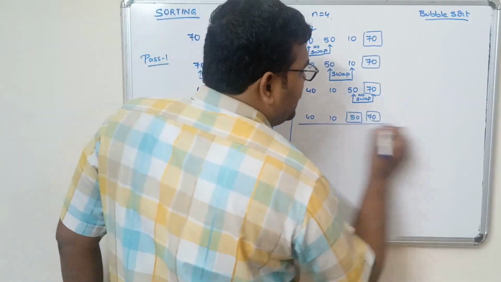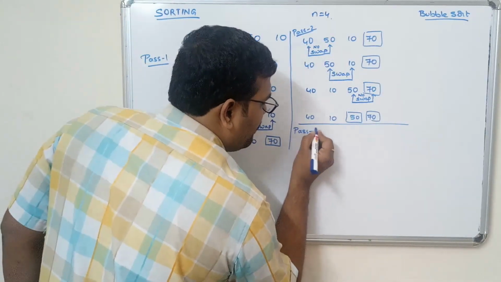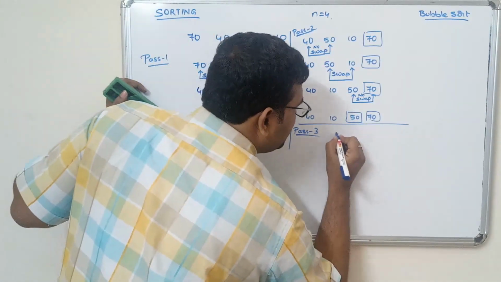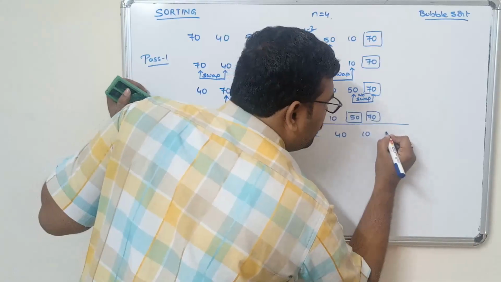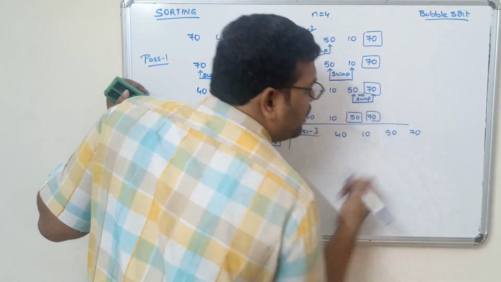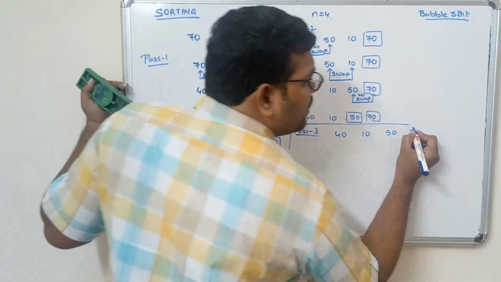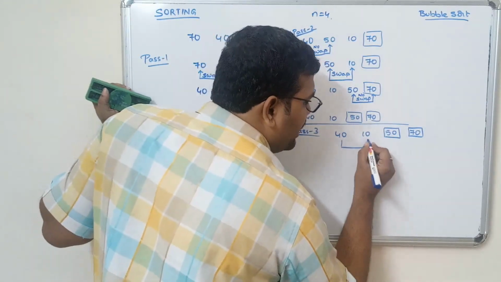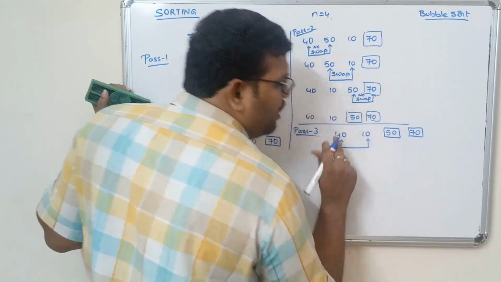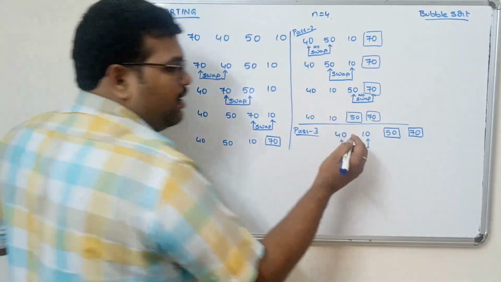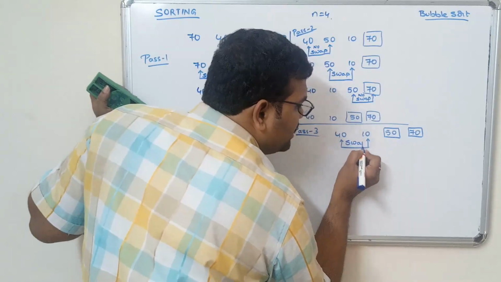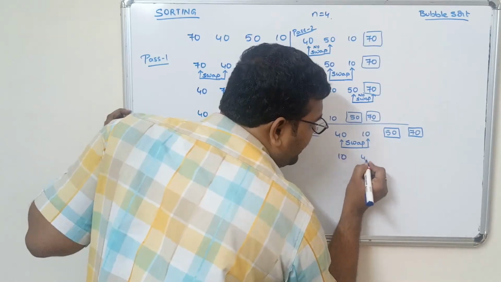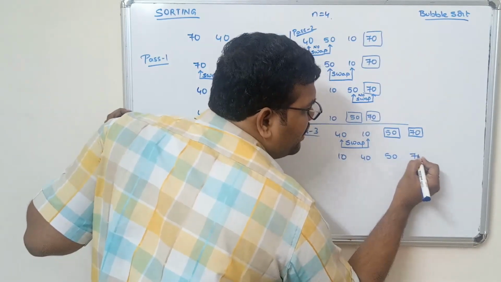Now coming to pass 3, the third iteration. The input for the third iteration is 40, 10, 50 and 70. Again follow the same procedure. Here 70 is fixed, 50 is fixed. Now the first element and second element will be compared. As 40 is greater than 10, we have to perform the swap. That means we have to interchange 40 and 10. The resultant will be 10, 40, 50 and 70.